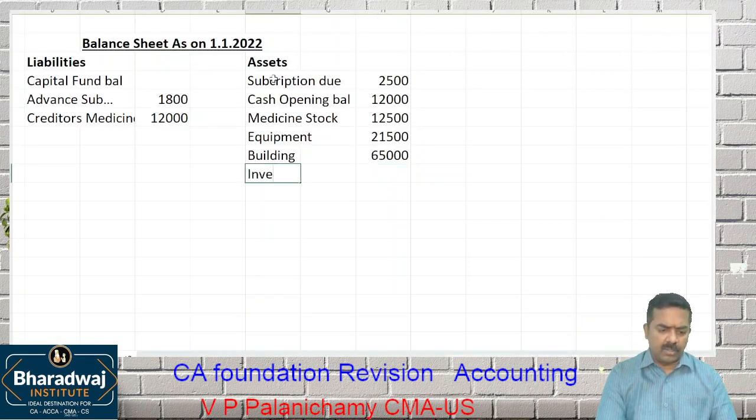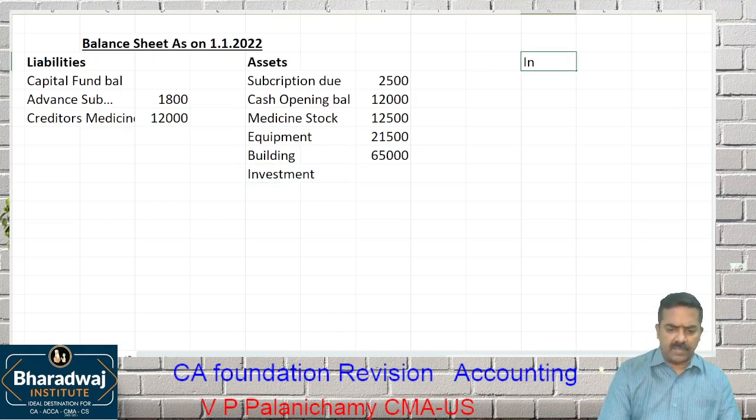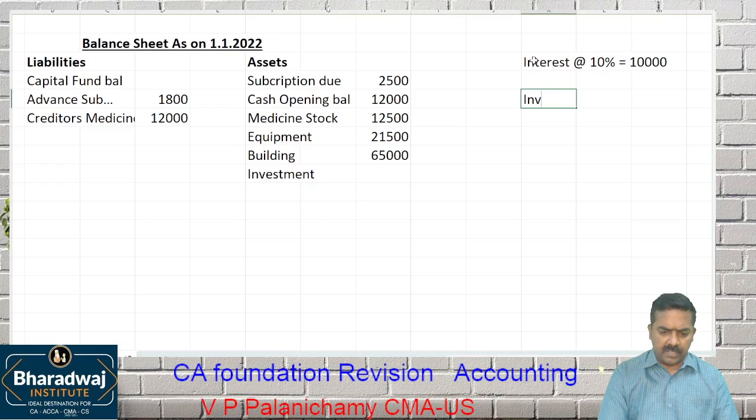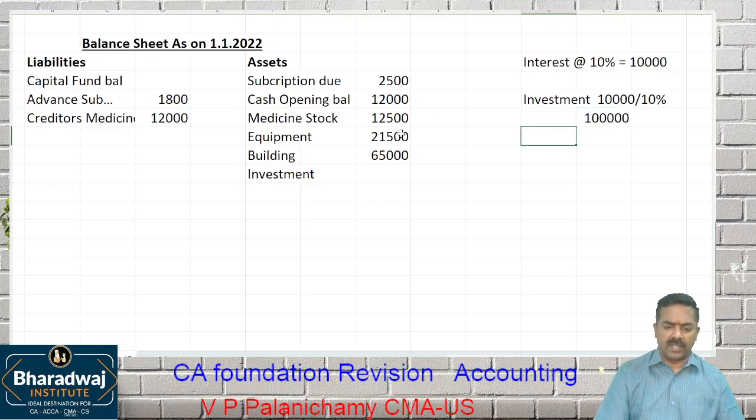Investment, we have to work out based on the income. Simple. What is the interest given? 10,000. At the rate of 10%, it is 10,000. Now, how much would we have invested? 10,000 at 10% means we have invested 1 lakh. Investment 1 lakh. Then any other asset? Yes, opening cash balance 12,000 we have taken.